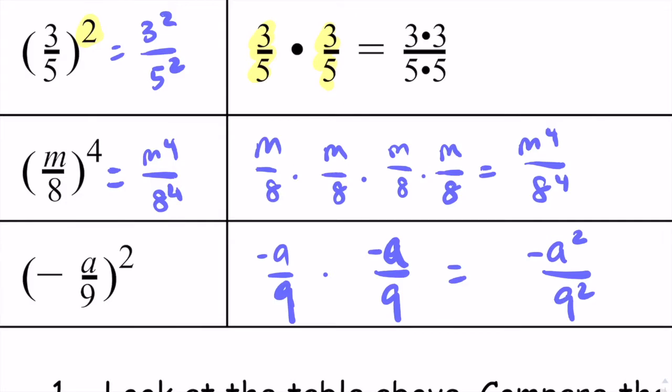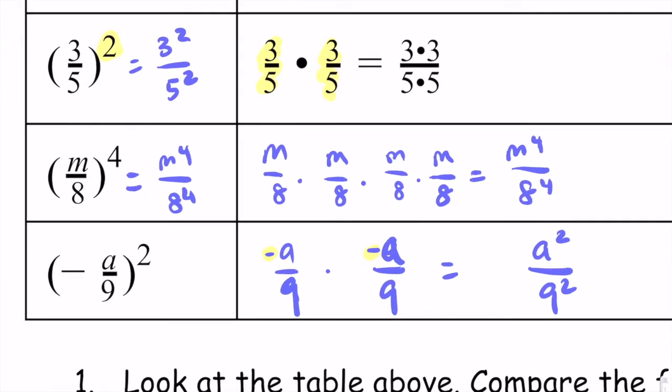Oh, but this one, be careful, right? Because you see how I have negative times a negative. Negative times a negative actually becomes a positive. So my negative sign actually goes away for this one. So I have a squared times 9 squared. So just be careful when you're dealing with negatives.